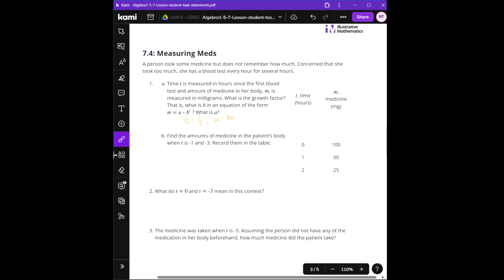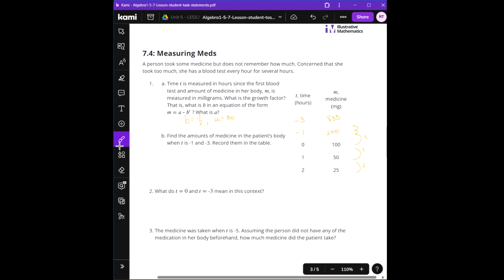Find the amounts of medicine in the patient's body when t is -1 and -3, and then record them in the table. Okay, so over here, -1, -3, and then 200 and then 800. And if you see this, this is doubling. This is doubling. This is doubling. Then there'd be a double and then a double, and that's going to give us the 800.